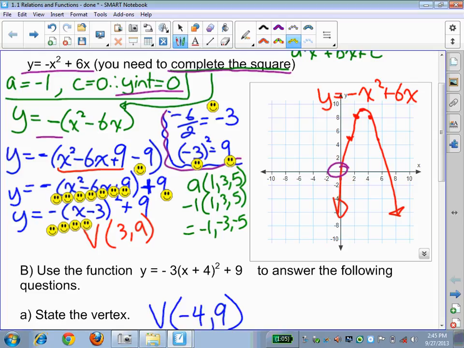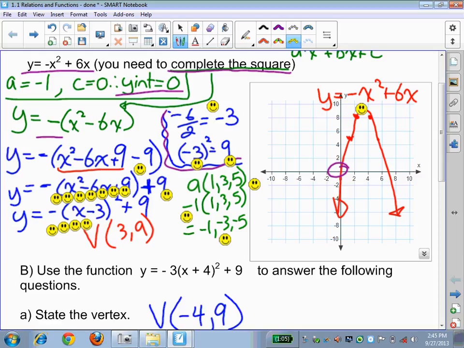And so now that it's in vertex form, guys, we know our vertex is 3 and 9, or p and q, or h and k. So that's the point we plot right here, ladies and gentlemen, 3 and 9. Then we use our step pattern to help us plot this. So from that point, we take a look at our step pattern. So a is -1, so we sub it in. We now have a step pattern of -1, -3, -5.